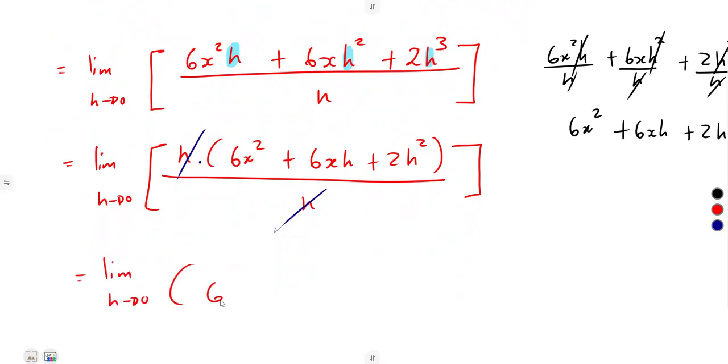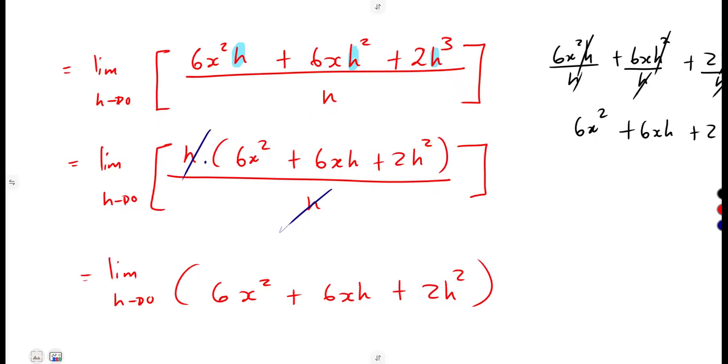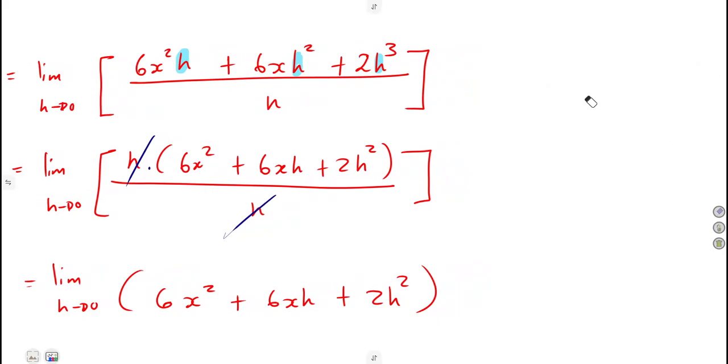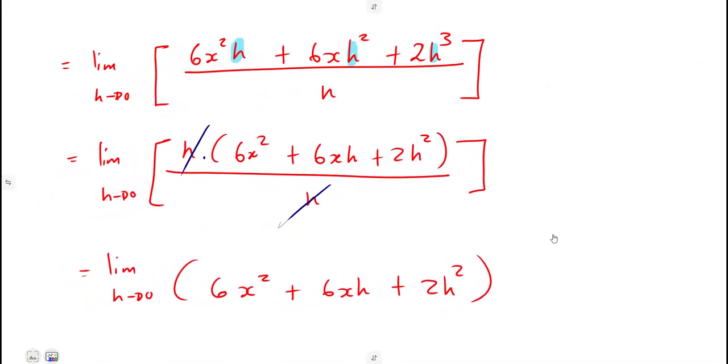You are left with this 6x squared plus 6xh plus 2h squared, which is exactly what we had from separating the terms with what? The h in the denominator. So it is in your hands. How are you going to get rid of that h?